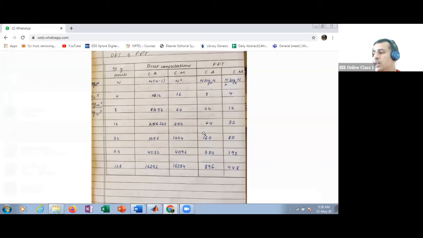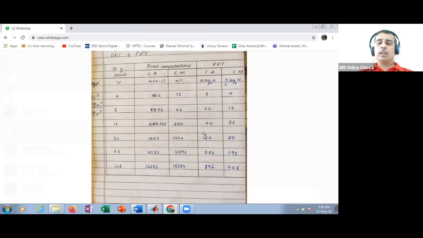The computation of DFT and IDFT by the fast Fourier transformation technique. For doing it, as I told you, we represent n in the form of 2 to the power of r. Here n is equal to 8, which I can represent as 2 to the power of 3. So there will be 3 stages of decimation, and we have done the DIT FFT algorithm.